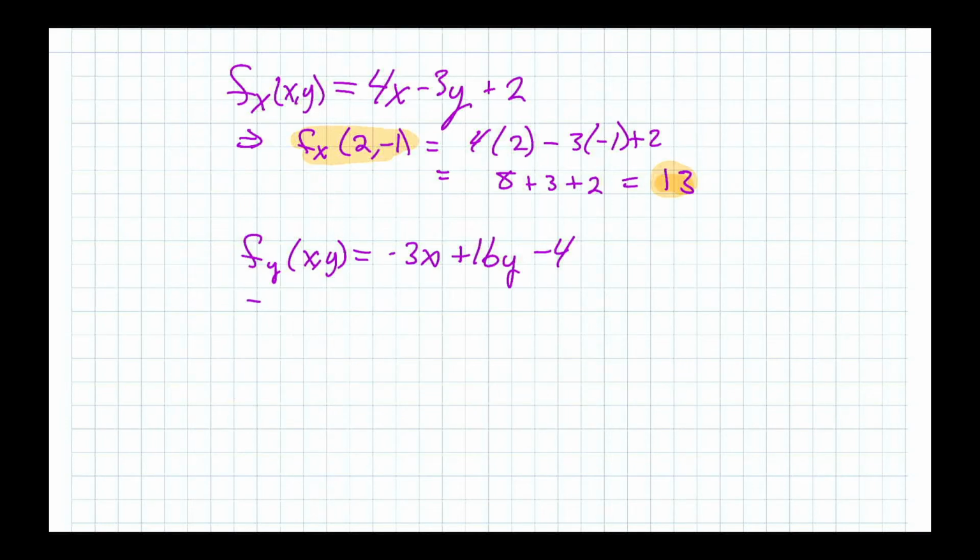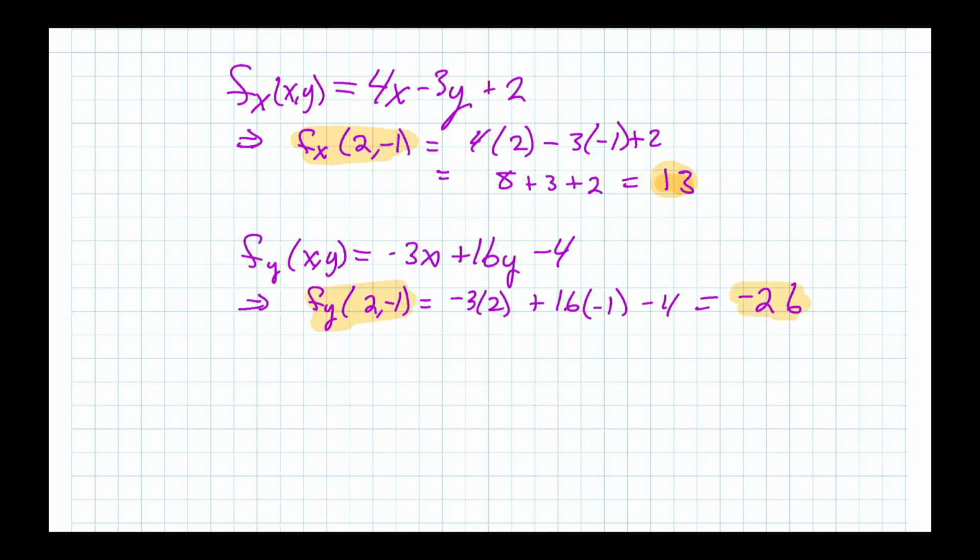And let's plug in our point. So fy evaluated at 2, negative 1 is negative 3 times 2 plus 16 times negative 1. So we have negative 6 minus 16, and then minus 4. So it's negative 6 minus 16, which is negative 22, minus 4, which is negative 26.